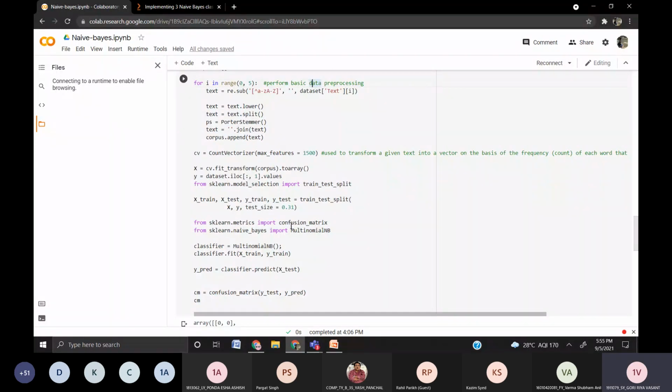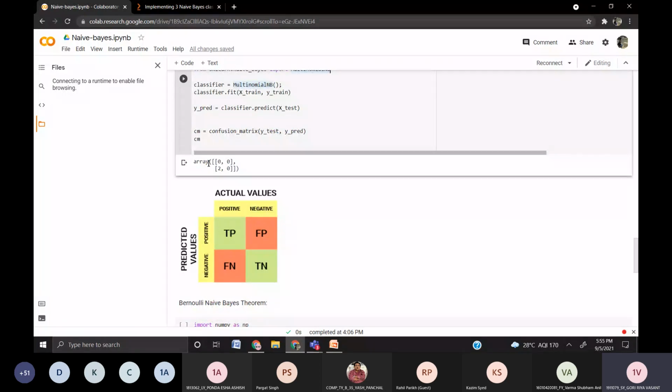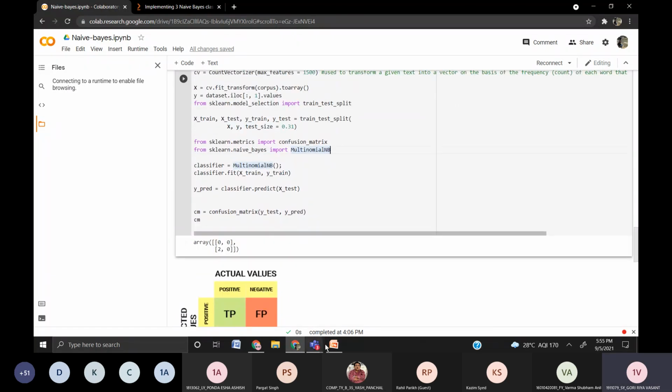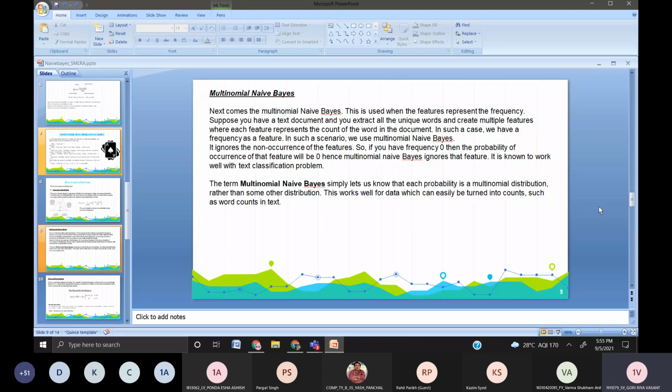Now we import the multinomial naive Bayes from the sklearn library. When we fit it, this is our confusion matrix. A confusion matrix is basically an n cross n matrix used for evaluating the performance of a classification model, where n is the number of target classes. Here you can see that we get true positives, false negatives, and true negatives. So this is what we've got here. So this was our multinomial naive Bayes. We move on to the next one.